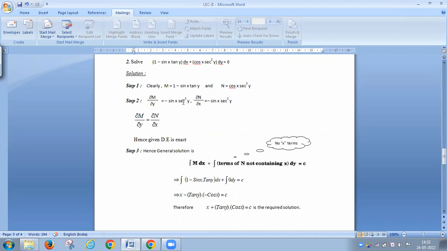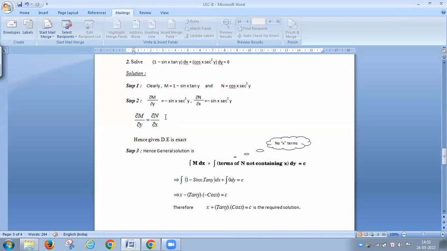Now, if you observe, both are equivalent: ∂M/∂y is the same as ∂N/∂x. So this condition is satisfied, and we can say that the given differential equation is an exact differential equation. If the differential equation is exact, its general solution is given by integral M dx plus the terms in N which are independent of x, integrated with respect to y, equal to c. This is the general solution for an exact differential equation of the form M dx plus N dy equal to 0.